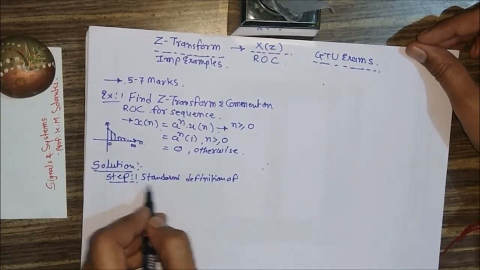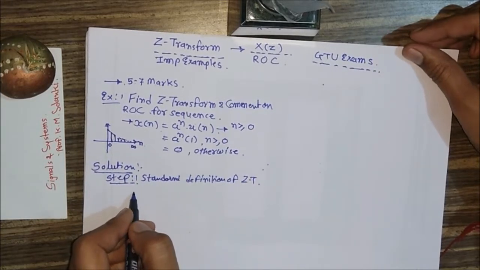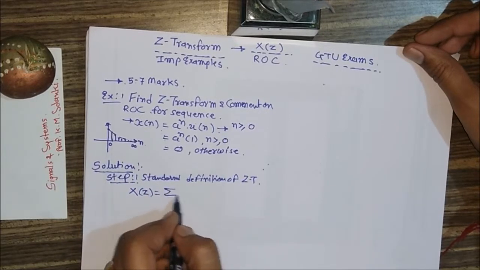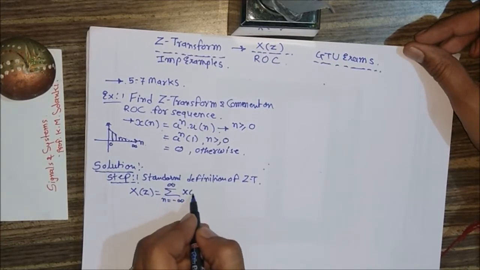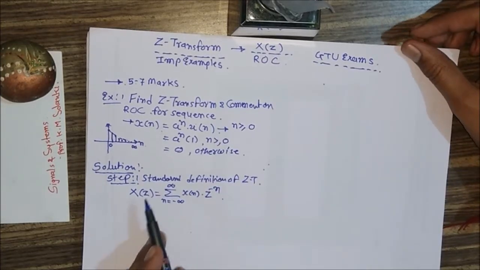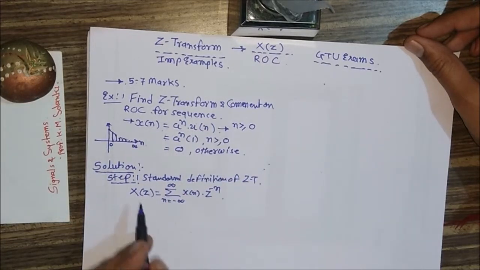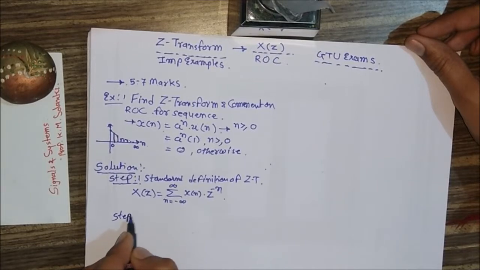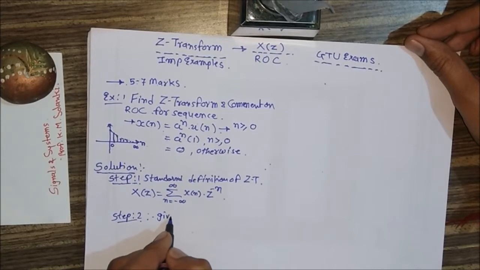of Z transform. So in step 1 we consider the standard definition of Z transform: x of Z is equal to summation, limit n tends to minus infinity to infinity, x of n Z raised to minus n. So this will be step 1 for every example of Z transform. After that, step 2 is to consider x of n.